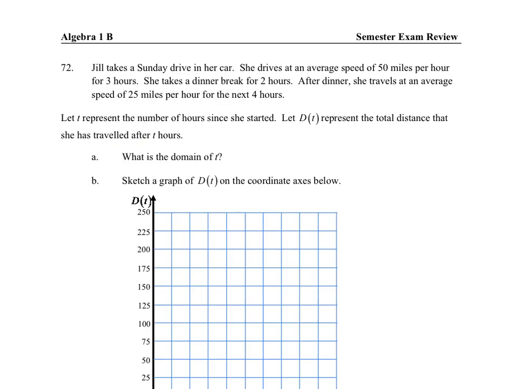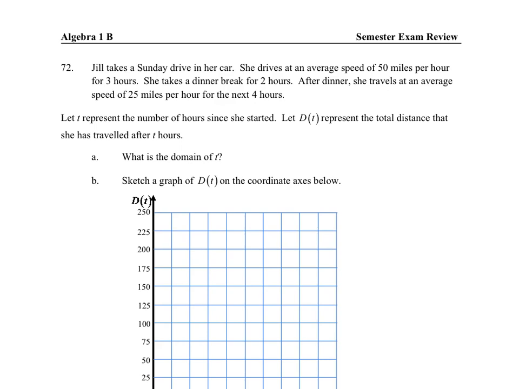For question 72, Jill takes a Sunday drive in her car. She drives at an average speed of 50 miles per hour for 3 hours. She takes a dinner break for 2 hours. After dinner, she travels at an average speed of 25 miles per hour for the next 4 hours. Let t represent the number of hours since she started. Let d of t represent the total distance that she has traveled after t hours. So we need to find the domain of t and then sketch a graph of d of t on the coordinate axis below.